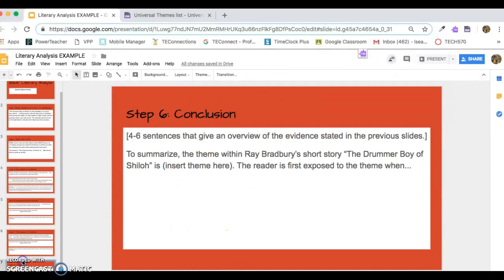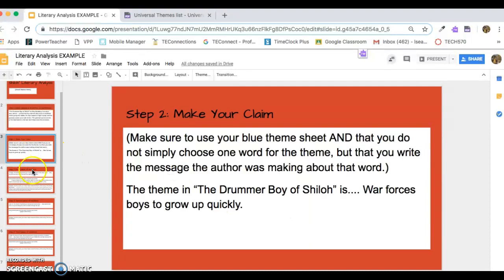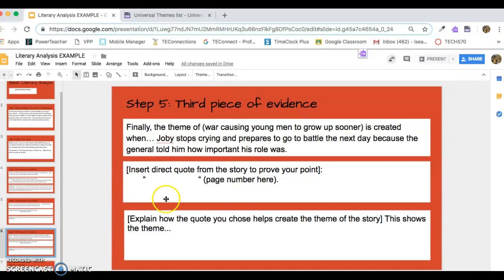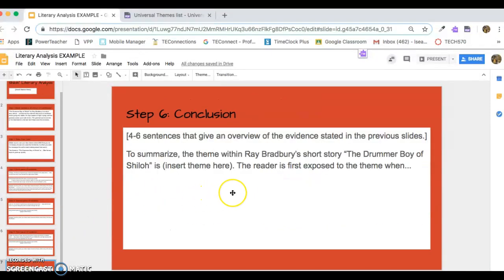At the end, you will summarize kind of what you said in your paper. So you'll just give us an overview of your first point. Well, you will give us an overview of your claim, your first point, your second point, and your third point. So your conclusion will be about 4 to 6 sentences.